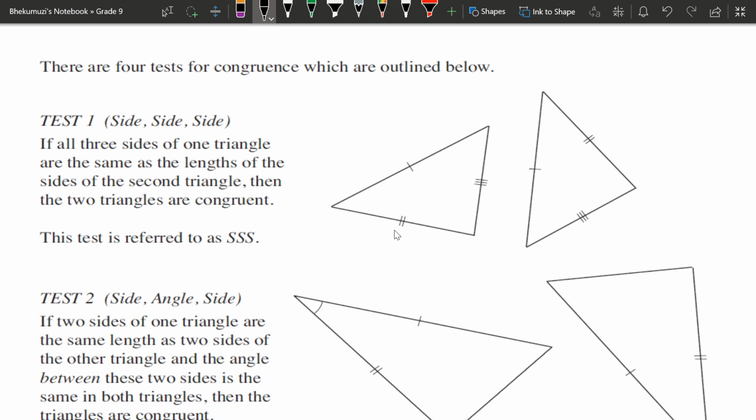So if all 3 sides of one triangle are the same as the length of the sides of the second triangle, then the 2 triangles are congruent, right? And then the reason for congruency in that case would be side, side, side, which is the triple S that you can see here. So it's side, side, side.